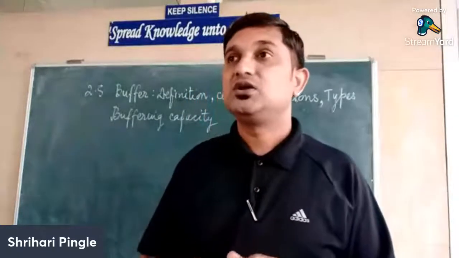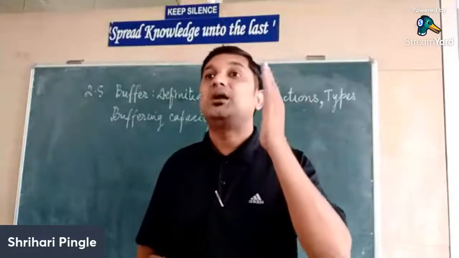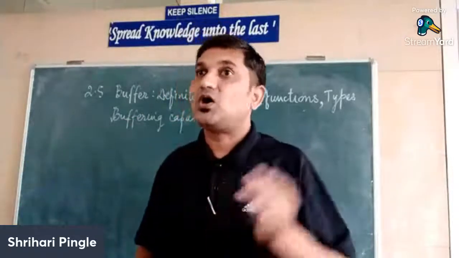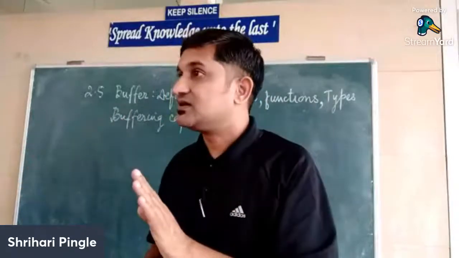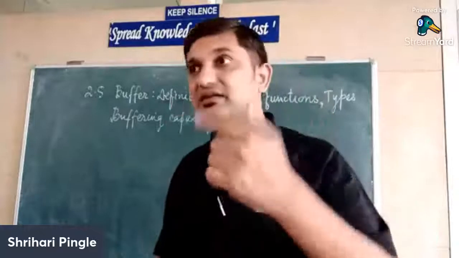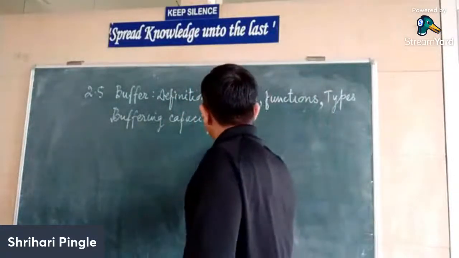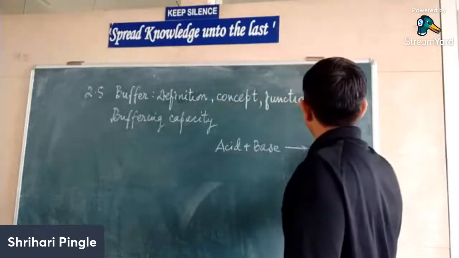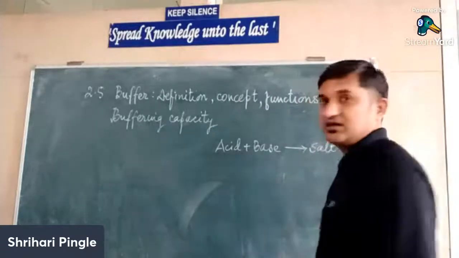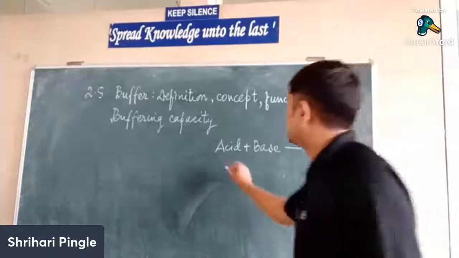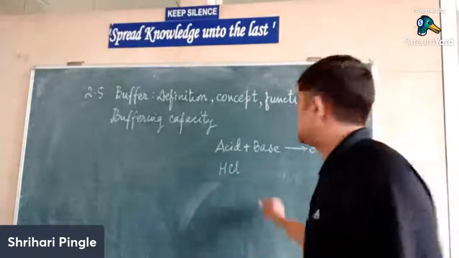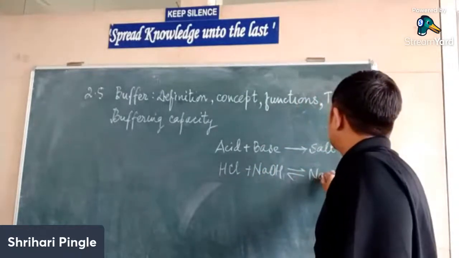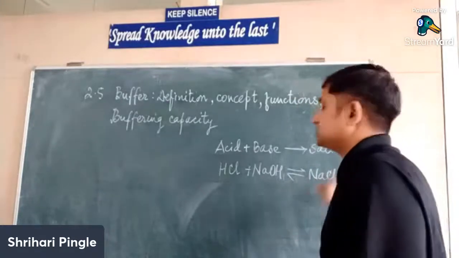So the simplest way of making a buffer is to mix a weak acid with its salt, or a weak base with its salt. That is what we started discussing in the earlier lecture, where I told you that when you add a base to an acid, what you get is salt and water. For example, you take hydrochloric acid and add a strong base to it, NaOH. What you get is NaCl, which is salt, sodium chloride, and water.